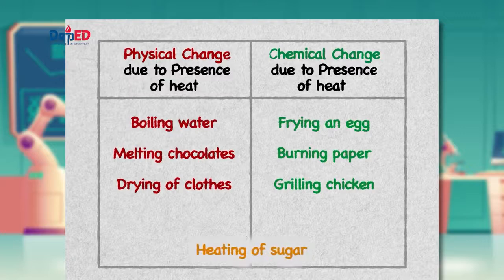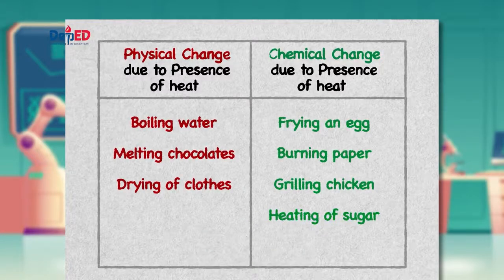Seventh, heating of sugar. Heating sugar at high temperature causes them to lose water and react with each other, producing many different types of compound. Is it physical or chemical change? Answer, chemical change.